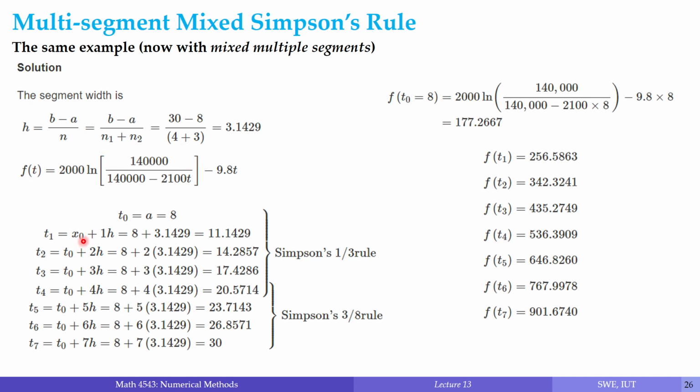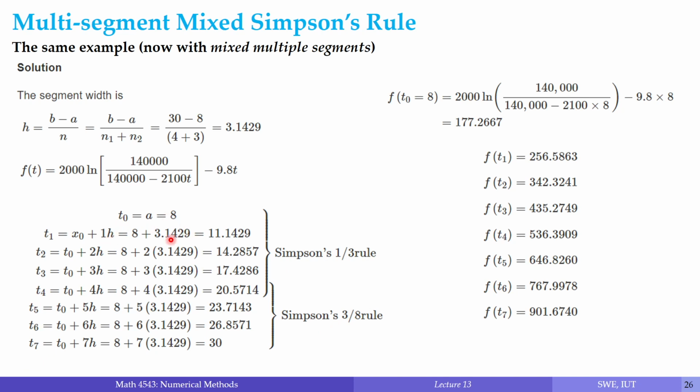And we know the actual function. We will try to find the corresponding ti values. We know the value of t0, and we can find the values of t1, t2, t3, t4, t5, t6, and t7 using the value of h. The ith t is i steps ahead of t0, the initial value, and accordingly we'll find the actual ti values. Notice that from t0 to t4 we are using the Simpson's 1/3 rule, and from t4 to t7 we are using the Simpson's 3/8 rule.